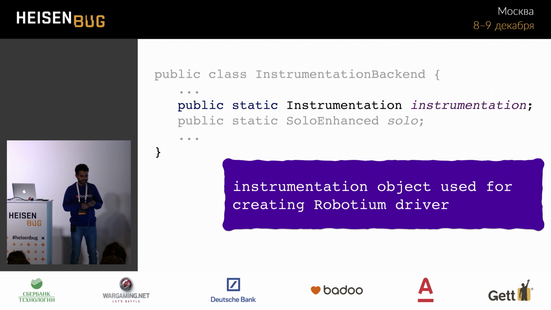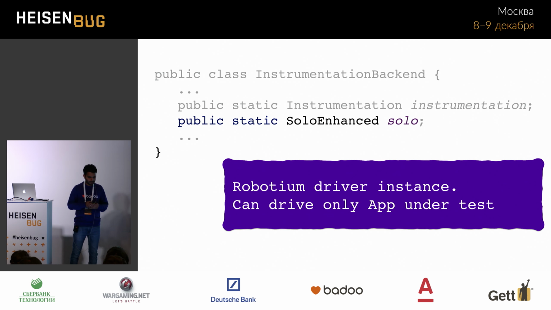So there's a class called instrumentation backend, which is the utility class which I spoke of, which holds the instrumentation object. So there's a static field called instrumentation, which is actually the instrumentation object. There's a field called solo, which is the Robotium driver. So in the Robotium binary, the driver is called solo. And this is the object which actually has the APIs to touch, click, drag, and all these things. But it can do only in-app, like only the application level testing, only our application.